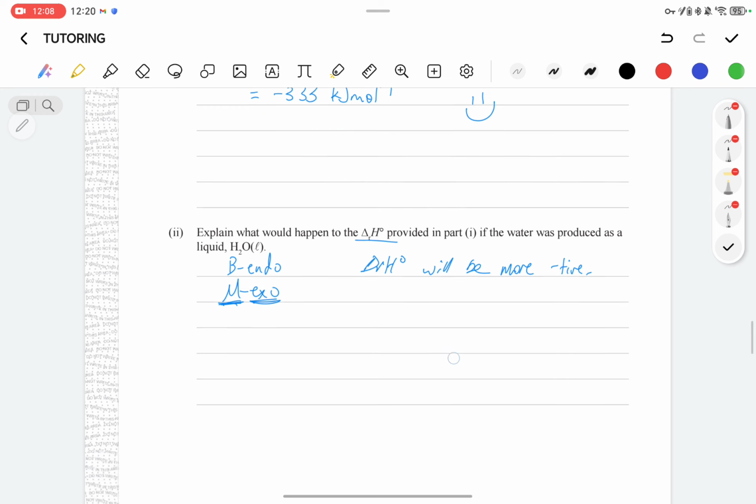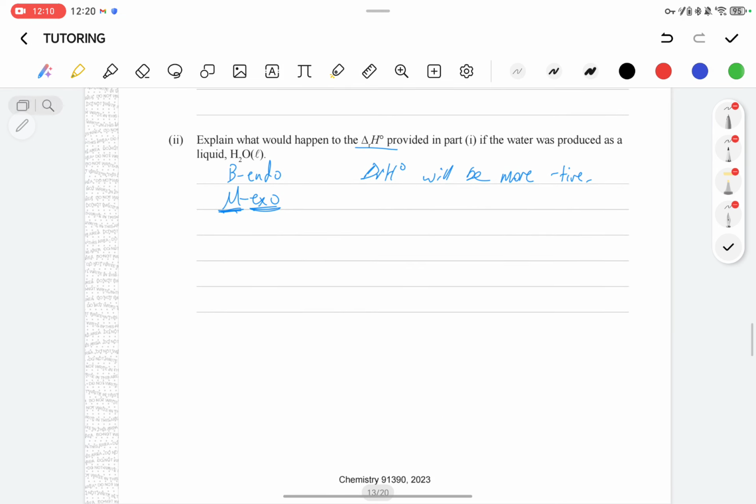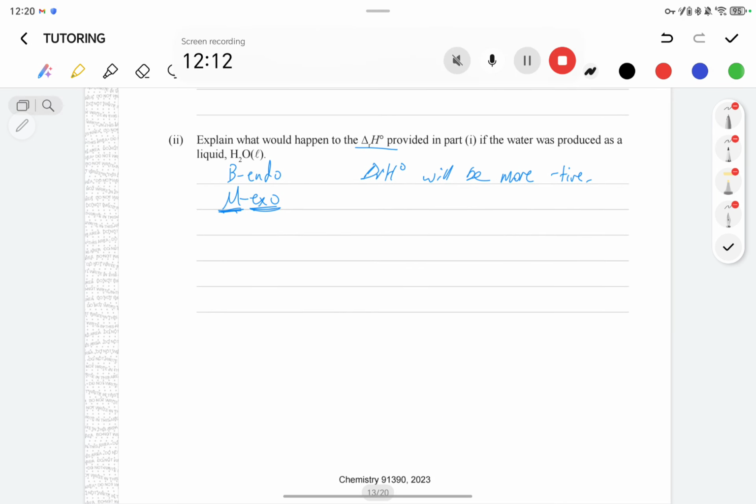Very nice. Right, and this is question 2. Yay!